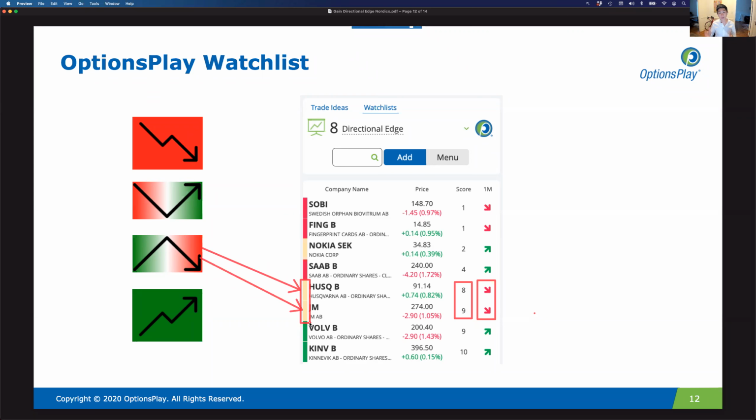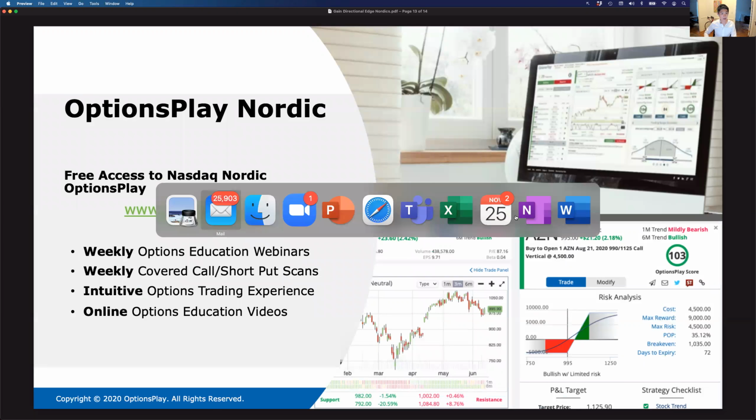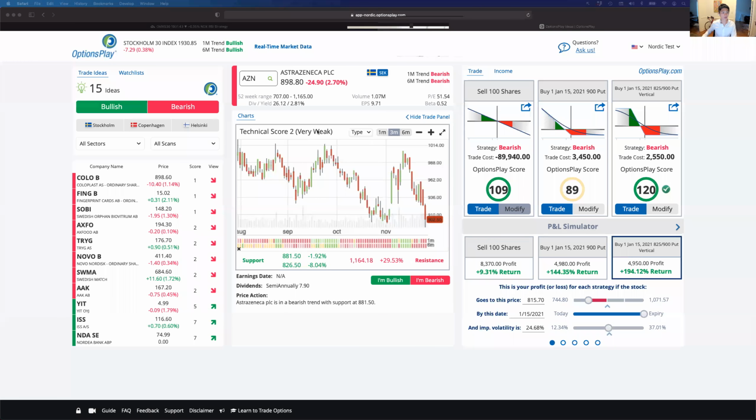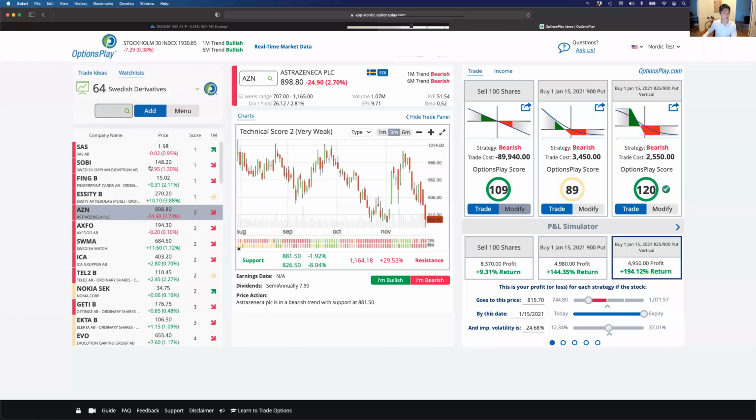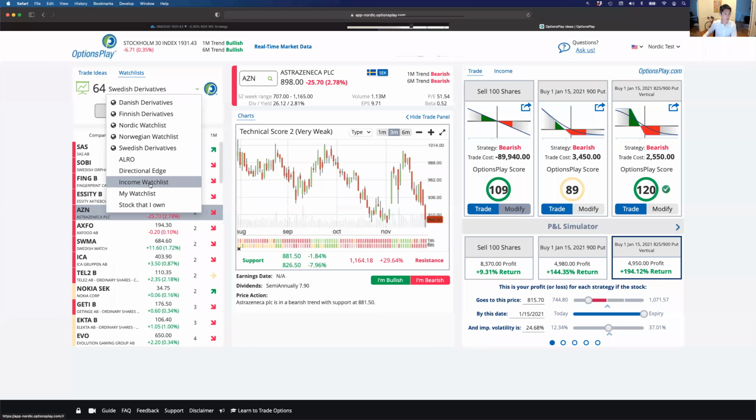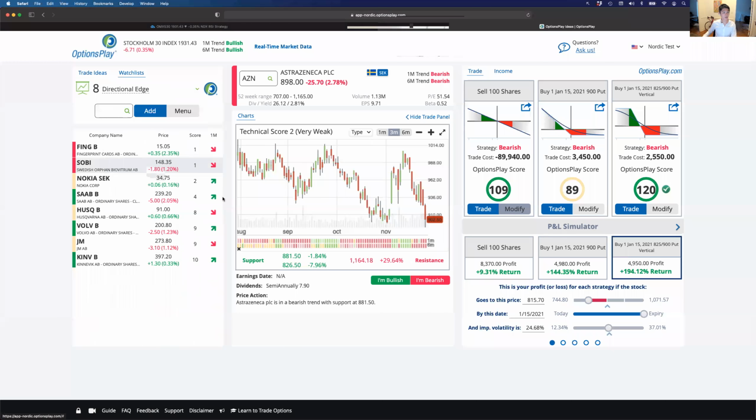And this is an extremely powerful tool so that you can sort the trade ideas by it. You can sort the pre-built watch list by it. You can create your own watch list and sort it the same way, but it's all designed to allow you to quickly identify these types of opportunities. So with that, what I'll do is I'll bring up the OptionsPlay tool, and I want to show this to you. Here's that watch list that I had originally created, directional edge.